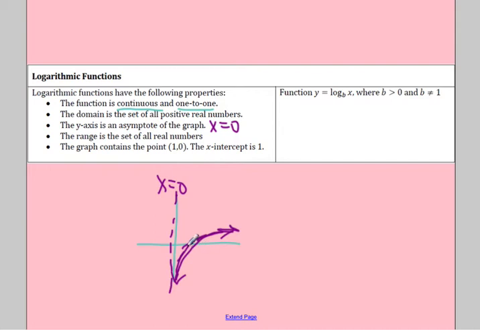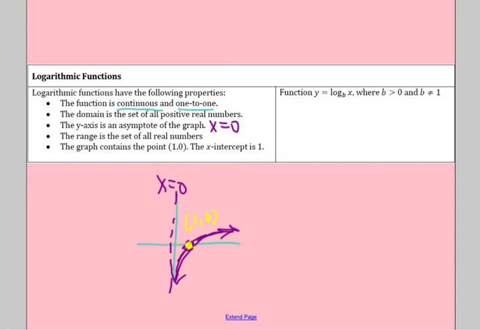The x-intercept is 1. So this point right here, maybe I can do it in a different color, this point right here is the point (1, 0). So just a few things to remember. The function is y equals log base b of x, where b is greater than 0 and it cannot be 1. B cannot be 1.